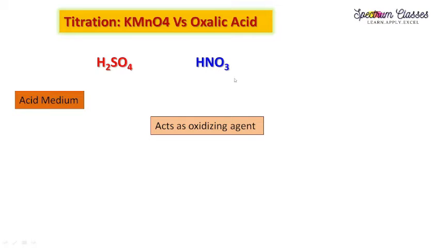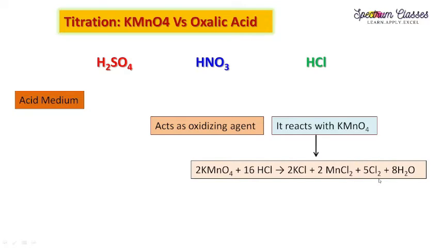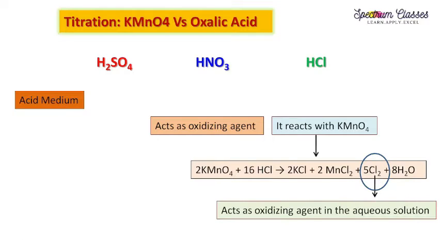First, the HNO3. No, we cannot add HNO3 because it itself acts as an oxidizing agent. Secondly, can we add HCl in place of H2SO4? No, we cannot add HCl because it reacts with the KMnO4 and produces chlorine gas, which itself acts as an oxidizing agent in the aqueous solution.